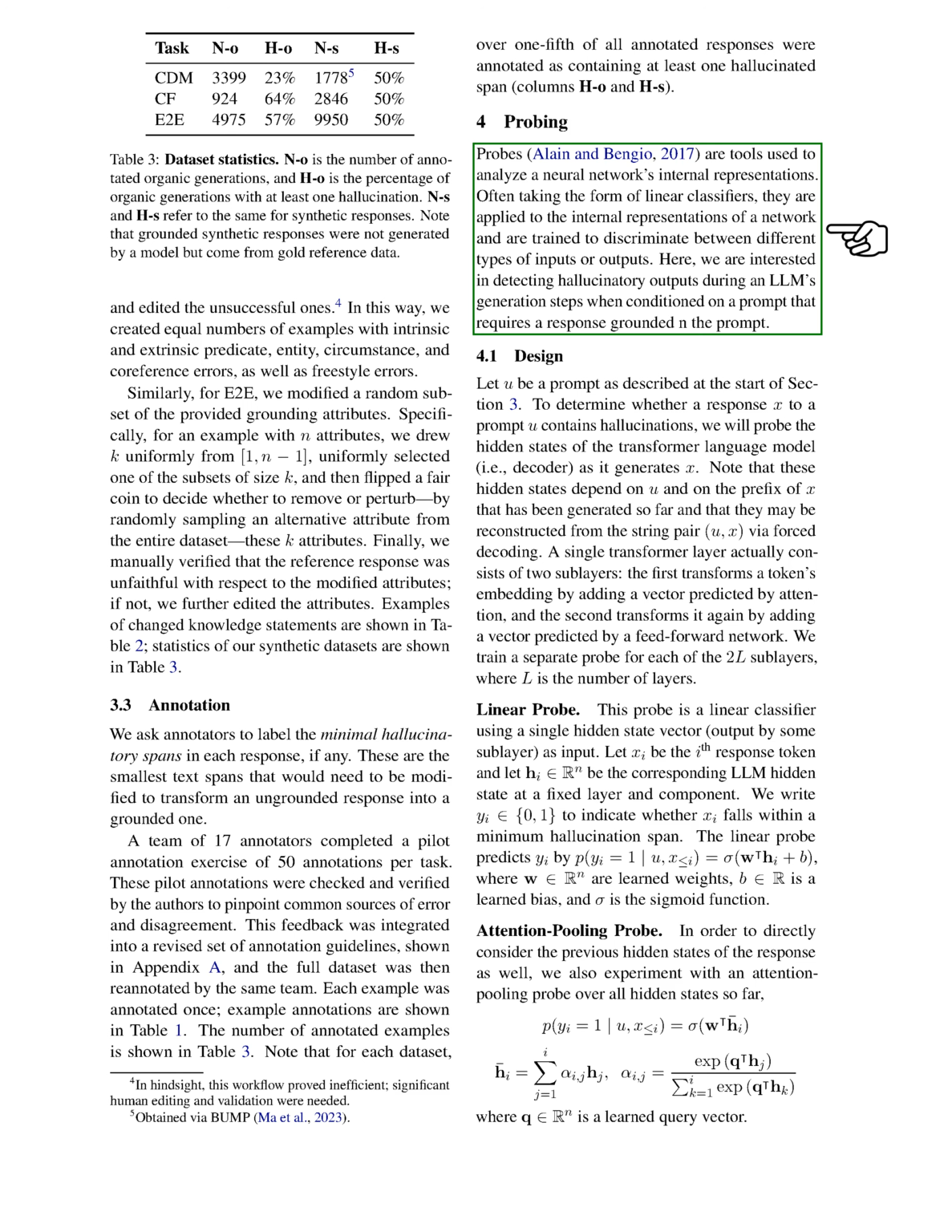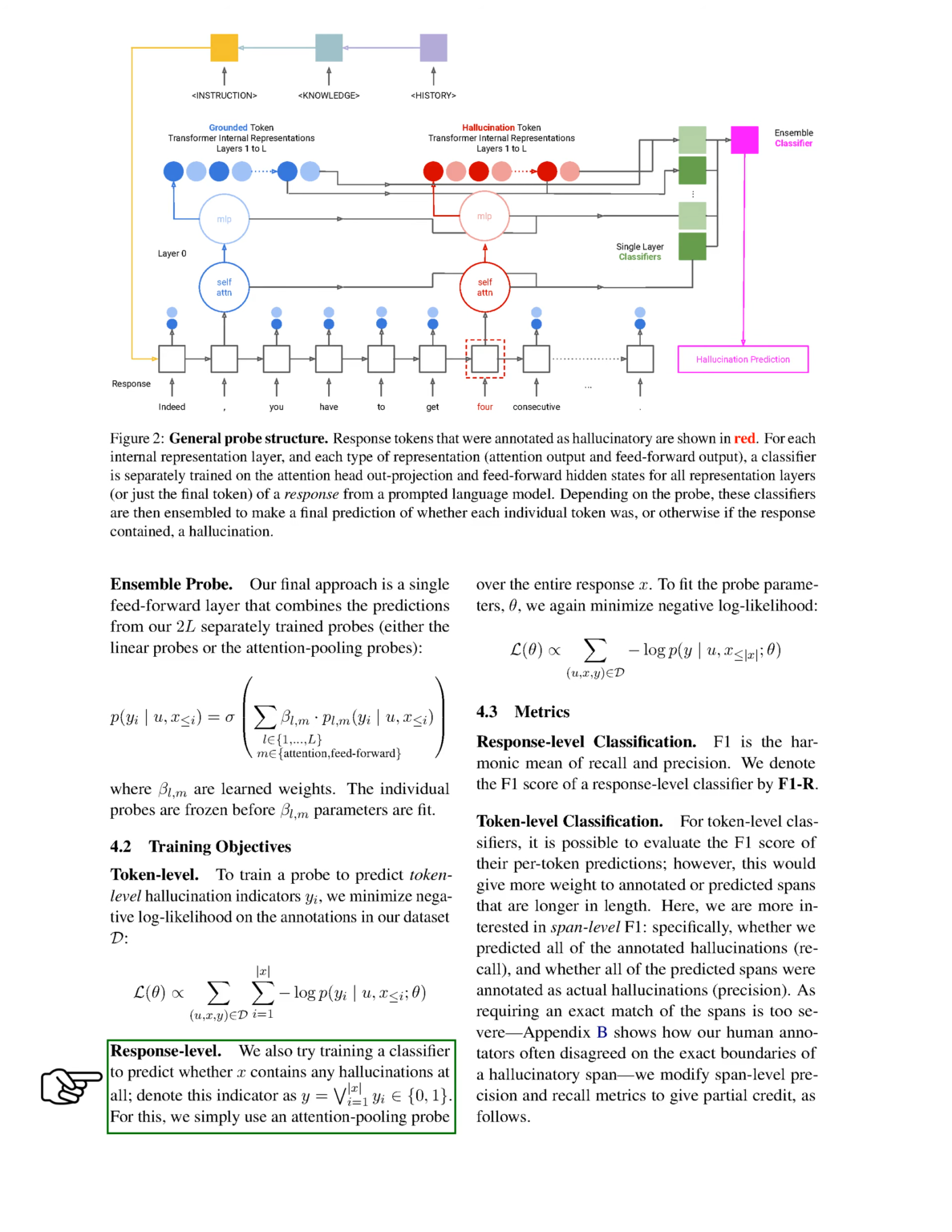Our final approach is the ensemble probe. This is a single feed-forward layer that combines the predictions from our 2 separately trained probes. The individual probes are frozen before the parameters of the ensemble probe are fit. We also trained a classifier to predict whether a response contains any hallucinations at all. For this, we used an attention pooling probe over the entire response.